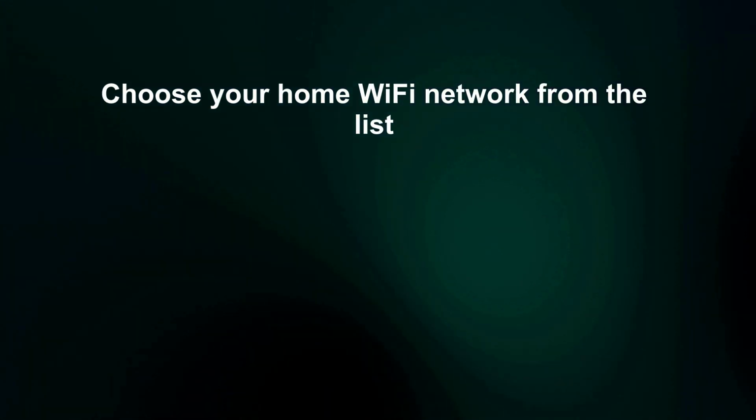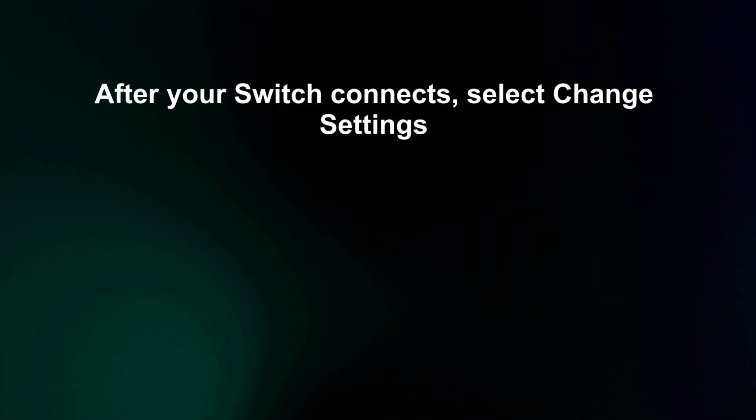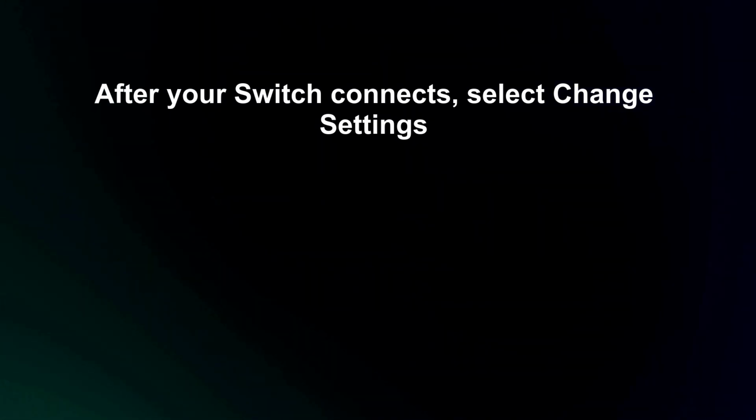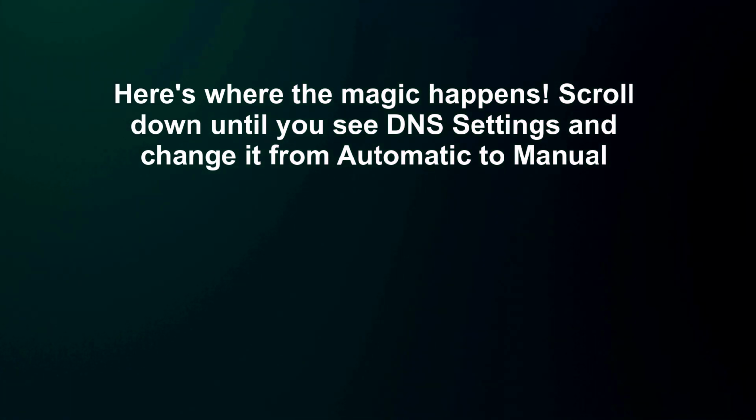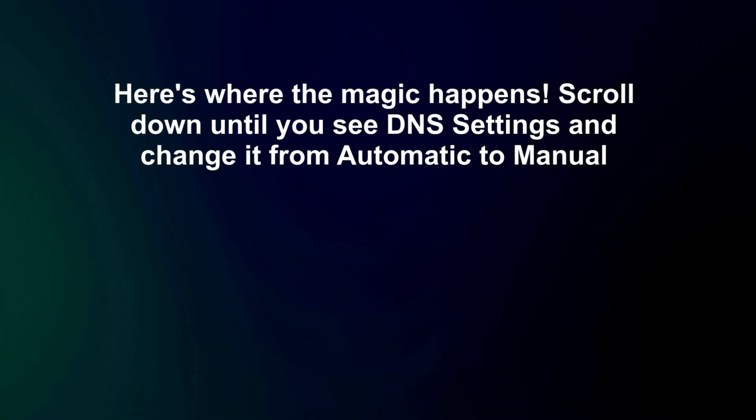Choose your home Wi-Fi network from the list. After your Switch connects, select Change Settings. Here's where the magic happens. Scroll down until you see DNS Settings and change it from automatic to manual.